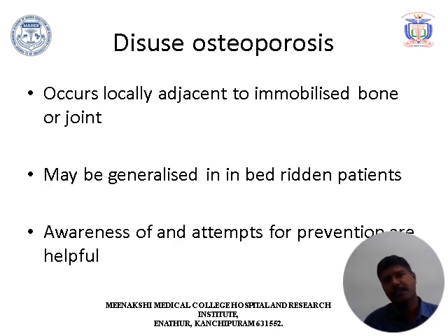And disuse osteoporosis is a condition where, because of post-traumatic conditions or because of immobility of the patient, the limbs are not used for a certain period of time, then bone weakness may occur in those limbs. So this is called disuse osteoporosis. This occurs locally in the particular limb. Okay, it may be generalized in a bedridden patient also.